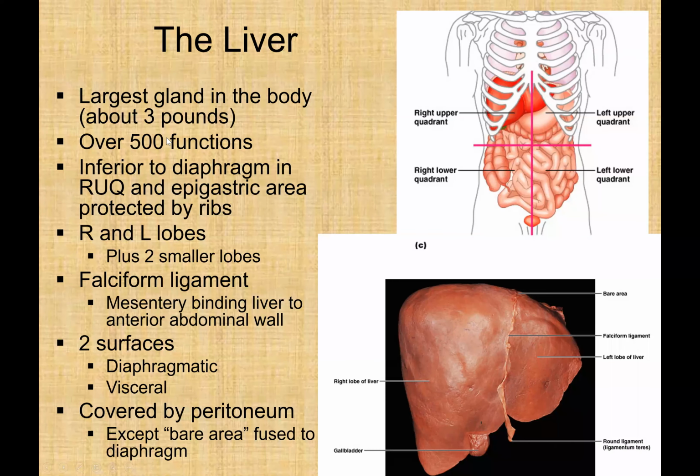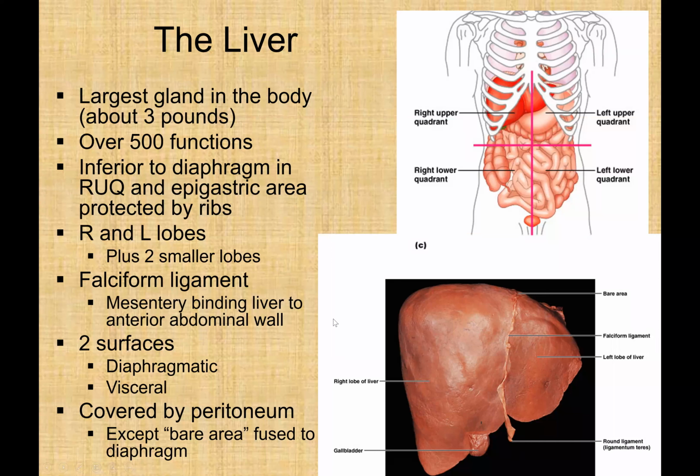So the next thing we're going to talk about is the liver, which is the largest organ in the body. It has over 500 functions, we cannot talk about them now. The main thing anatomically we have to know is that the liver is made up of two lobes, the right liver lobe and the left liver lobe. Between them, we have the falciform ligament, which connects the liver to the anterior body wall. And then we have the round ligament, which we call the ligamentum teres. The falciform ligament is a mesentery binding the liver to the anterior abdominal wall.